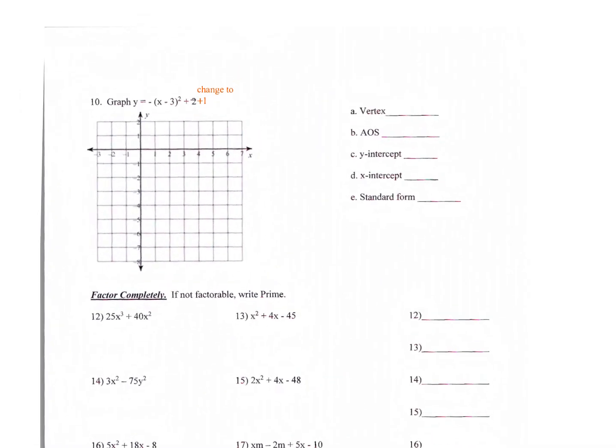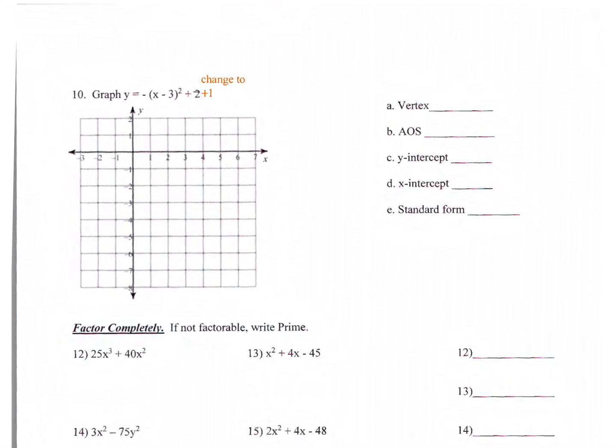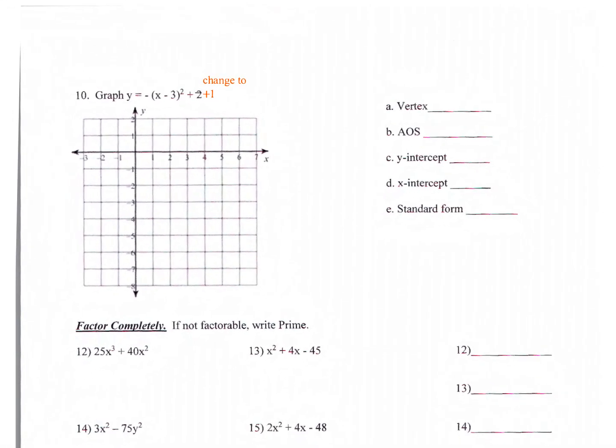So hopefully you saw on the PDF answer key, or right now in the video, I'm going to change this to a +1 so that my x-intercepts are on the x-axis for this problem. So let's graph this. My vertex is 3, 1. So let me go over 3 and 1. And notice that my a value is a -1.